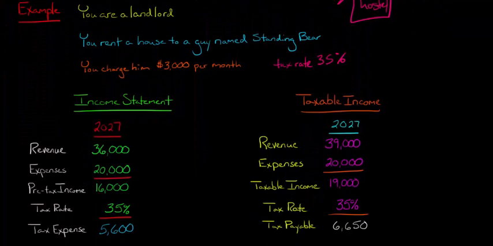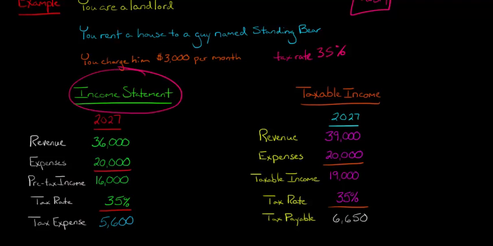So let's say that your income statement, so now we're thinking about book income, financial reporting. Your income statement for, let's say this year is 2027, your revenue is $36,000, because let's assume that he makes 13 payments in 2027. So that's actually $39,000. But if you remember from accrual accounting, and we think about revenue recognition for book purposes, you only recognize 12 months of rent, right? So 12 times 3,000 would be you recognize $36,000 of revenue.